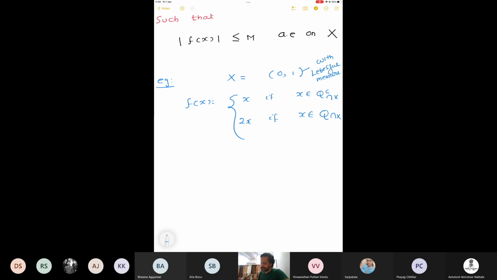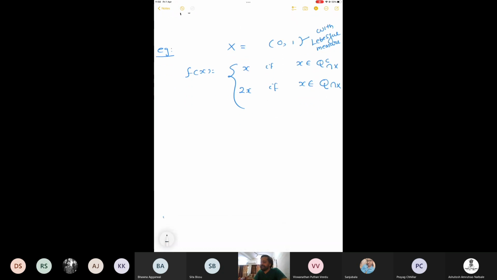Is f of x bounded? The values are x and 2x, for irrational and rational x accordingly, but anyway everything is inside (0, 1). Is f of x bounded? Yes, sir. What is the bound? Note that modulus of f of x is less than or equal to 2 for all x in (0, 1). Do you agree? Yes, sir.